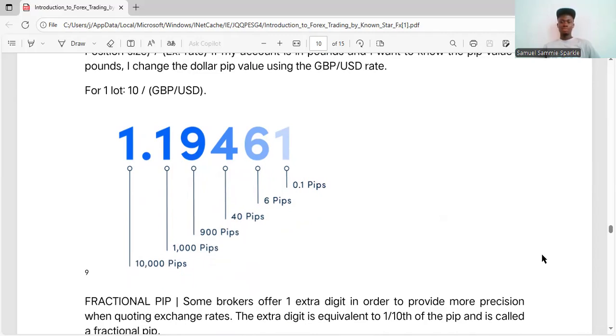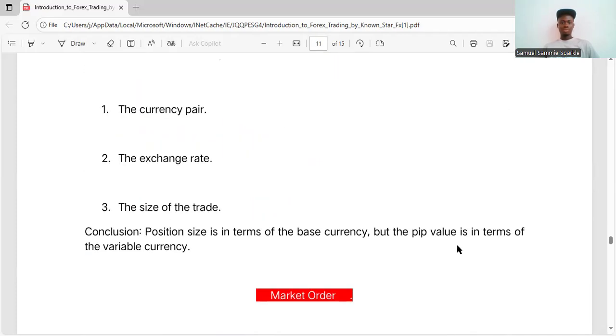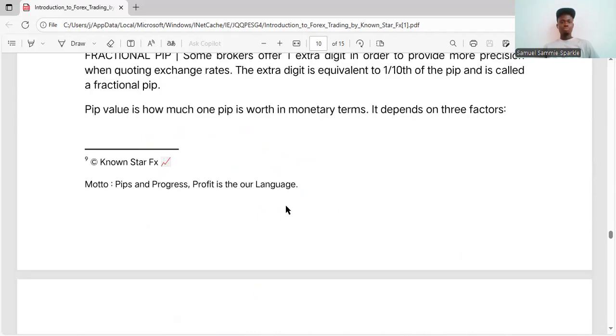Now, we have some other examples of pips, which is the fractional pip. Some brokers offer 1 extra digit in order to provide more precision. Just try to read more about this. I don't want to dig too much into that. So pip value is how much one pip is worth in monetary terms. If you have to put it in monetary terms, how much is one particular pip worth?